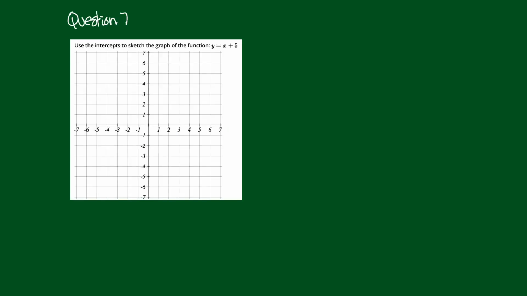Question 7 says to use the intercepts to sketch the graph of this function right here. Now, first of all, the x is to the first power, so this is linear, so I know I'm going to get a straight line. All I need are 2 points, and it wants us to use the intercepts. I'm going to draw a little table here. When x is 0, put yourself at x equals 0 right here. Now, the y-intercept is where the graph crosses the y-axis. That's called the y-intercept.